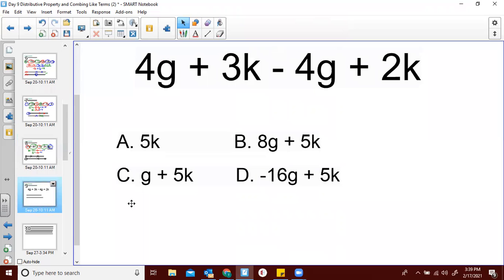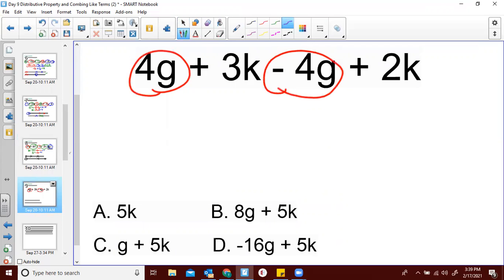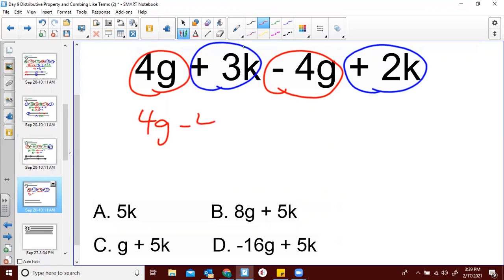All right, last but not least for this. Our terms are 4G, negative 4G, positive 3K, positive 2K. And I have 4G minus 4G, plus 3K plus 2K. Well, when you look at a positive 4G minus 4G, again, we're going to look at our coefficients, and we have 4 minus 4, which gives us 0.